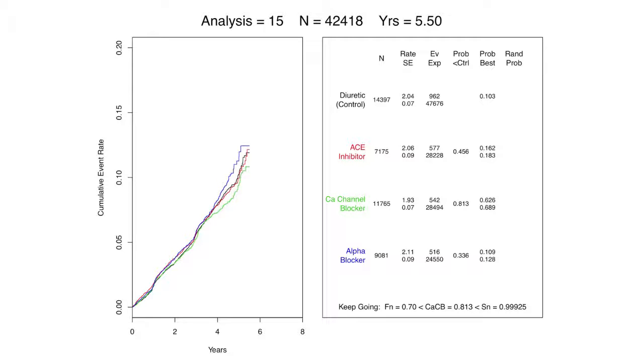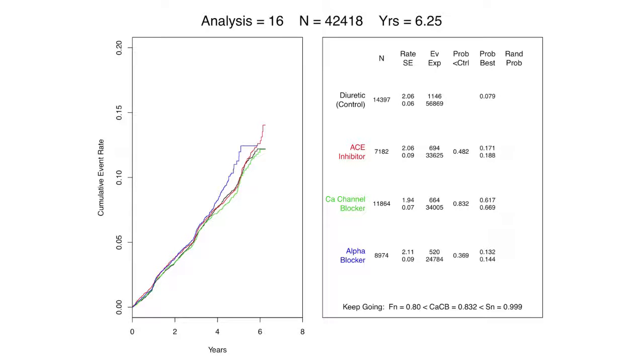At 5.5 years, we see calcium channel blockers are still doing the best, but the hazard ratio is just 0.95, and the probability the calcium channel blocker arm is better than diuretics is just 81%. That's not nearly large enough to stop for success, and if it were less than 70%, the trial would stop for futility, meaning there's little chance that we're ever going to reach statistical significance here.